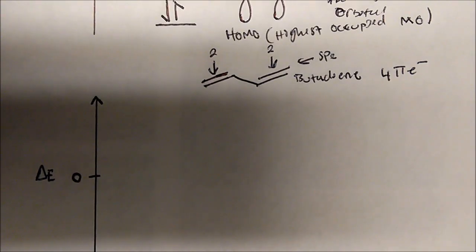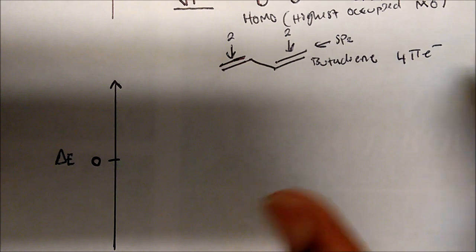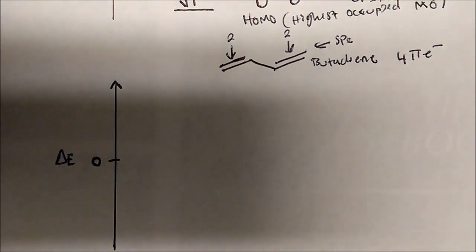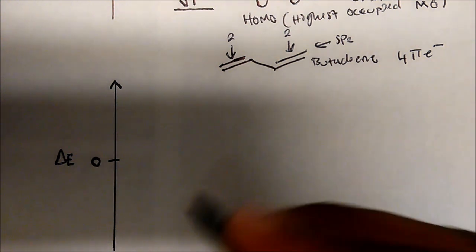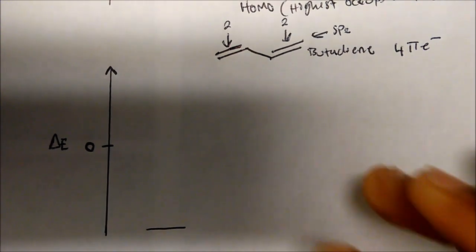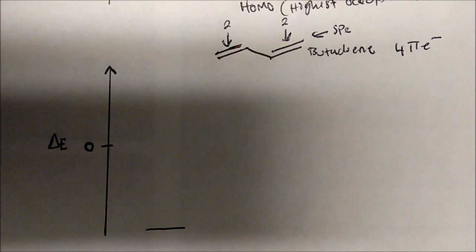So how do we represent this? Well, because we have 4 pi electrons, going below, where delta G is negative, this is where we want to show bonding, right? This is our bonding molecular orbital. We want to show maximum bonding here. So I'm going to draw a line, right? And I have to fulfill this line first.